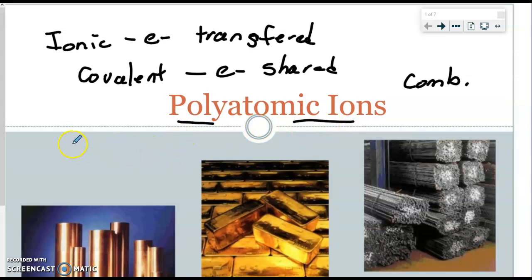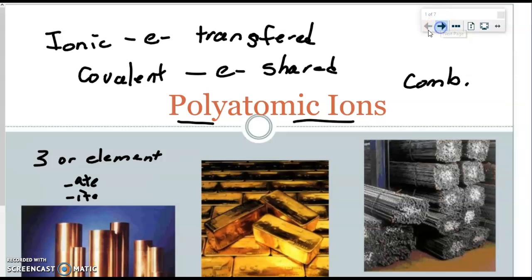So basically, if something looks weird, has 3 or more elements in it, and by looks weird, I'm saying its name ends in like "ate" or "ite," then you're going to check your list of polyatomic ions that I'll be giving you and see if that's where this happens to be when we go to look and name them and figure out what they are.